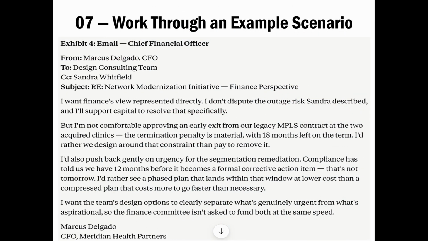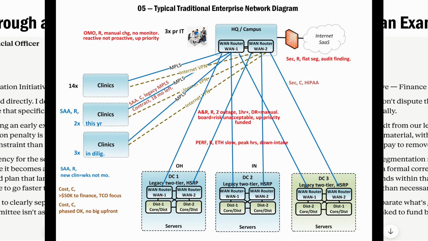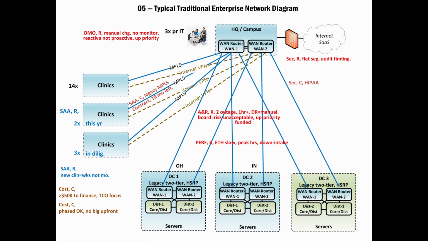Now, let us read. Exhibit 4. Email, Chief Financial Officer. This is the CFO email. Let us watch closely. This is where the story stops being one voice. Let us read. I don't dispute the outage risk Sandra described, and I'll support capital to resolve that specifically. Please note that the outages here have already been mentioned and updated. What's new here is that this business requirement is funded. Let us extract and update. Funded.